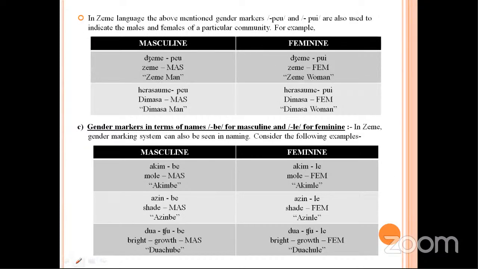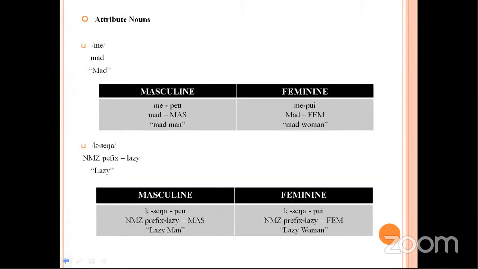But you have not mentioned anything about pronouns. So pronouns, how do you distinguish between masculine pronoun and feminine pronoun? That is not there.